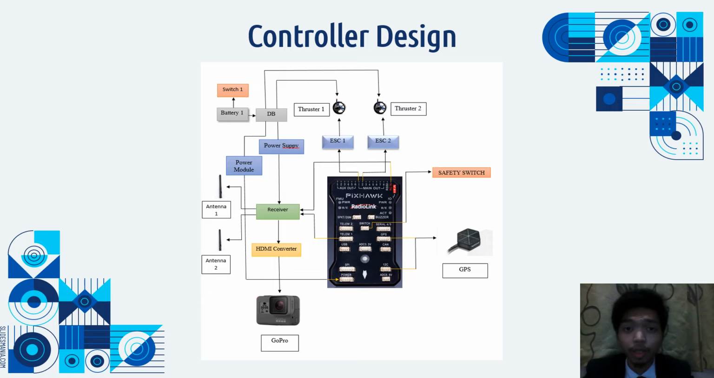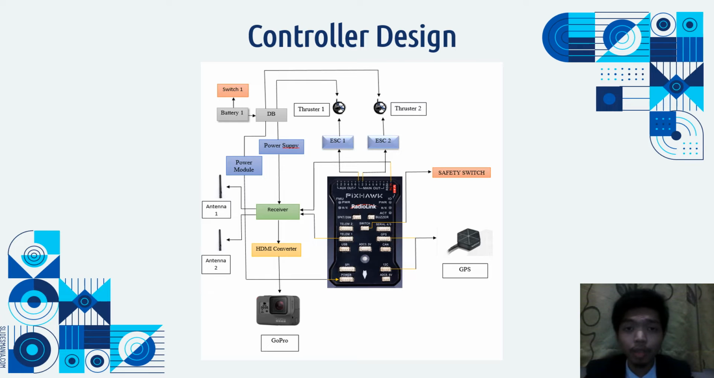Now we continue with controller design. There are 5 components that attach to the pixhawk. The first one is GPS, second, safety switch. Third and fourth is electronic speed circuit 1 and electronic speed circuit 2. And the last one is receiver. The component that attached to the pixhawk can be programmed through mission planner.